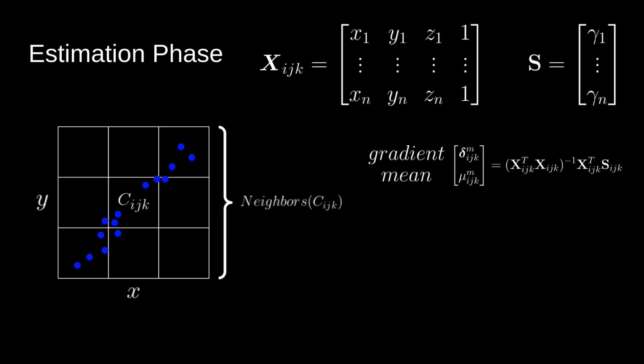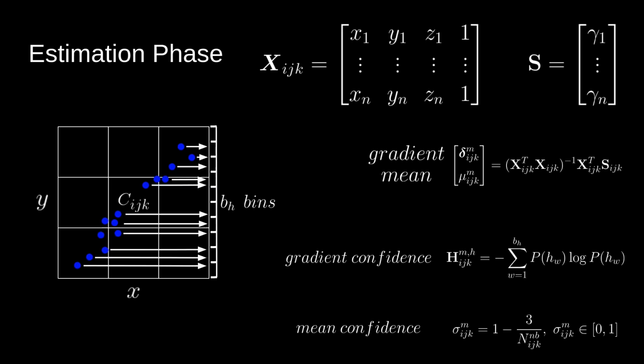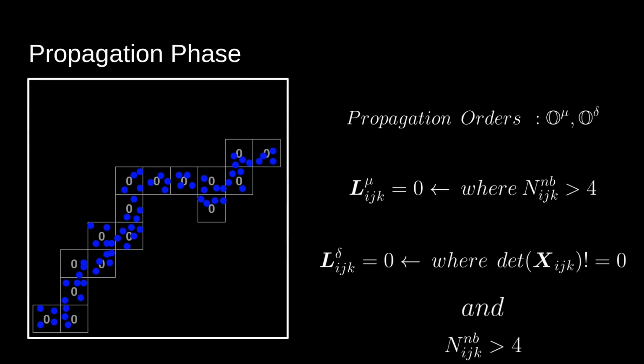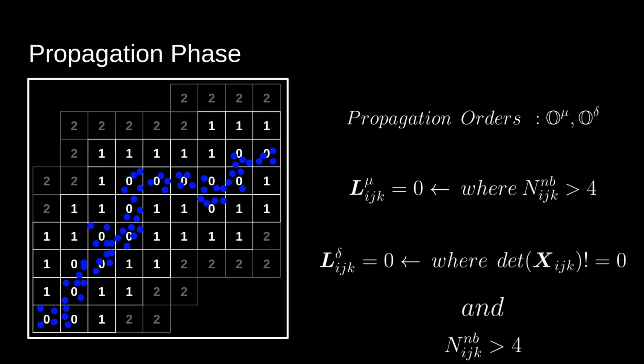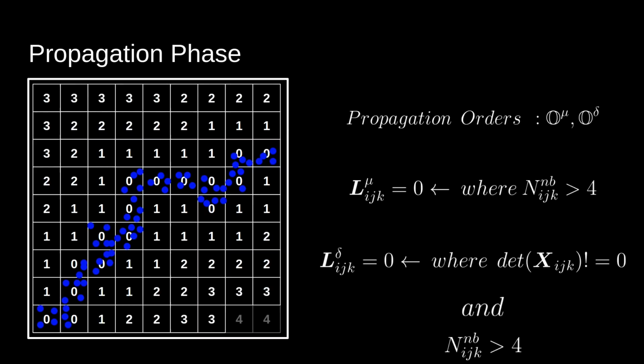estimated gradient and mean. A confidence metric for the gradient is derived using Shannon entropy, while a confidence metric for the mean corresponds to the number of readings found in the neighborhood. Mean and gradient propagation takes place over a specific order. Both orders are derived by first finding cells who have valid estimates for the gradient and mean, and then recursively finding their neighbors, assigning incrementing cell levels to each layer of neighbors.